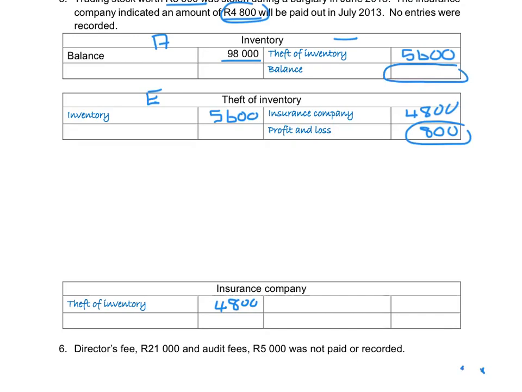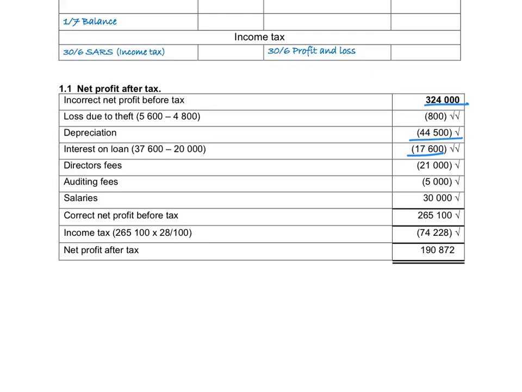On the balance sheet, I will show the inventory as 92,400 because that is the amount that we have as inventory. In the income statement, I will decrease my profit with 800 Rand. And in the balance sheet, I will show that insurance company is a current asset, and we will receive this 4,800 in the future. I will reduce my profit with 800 Rand.